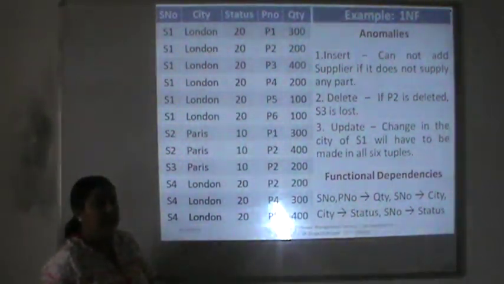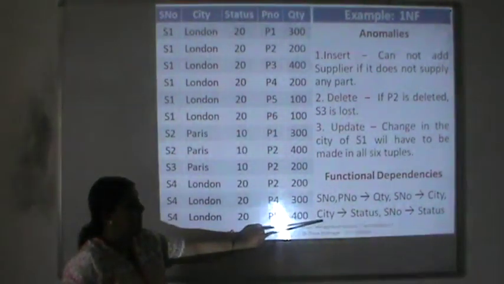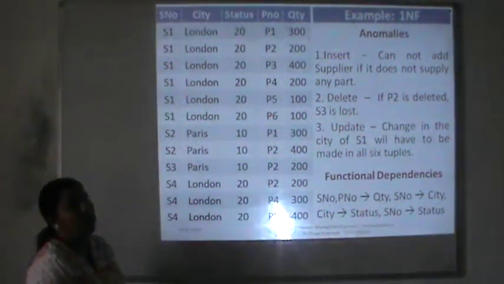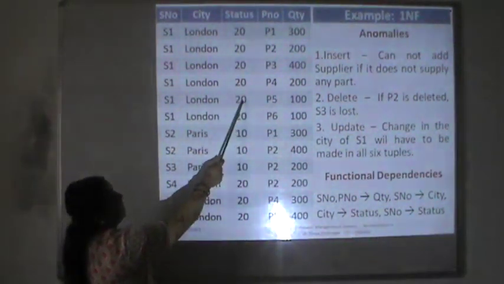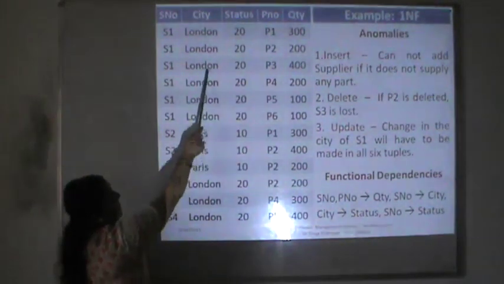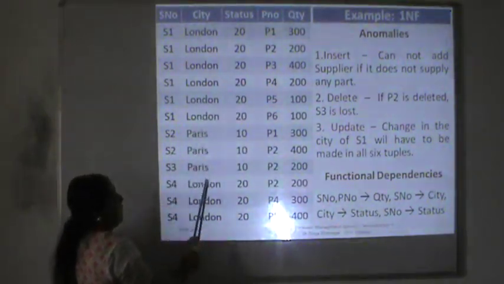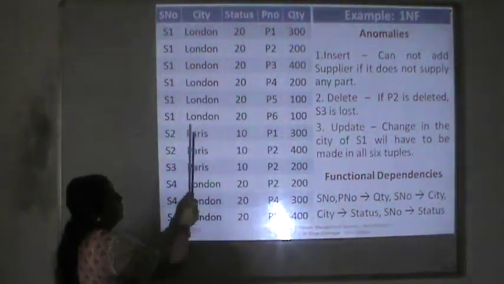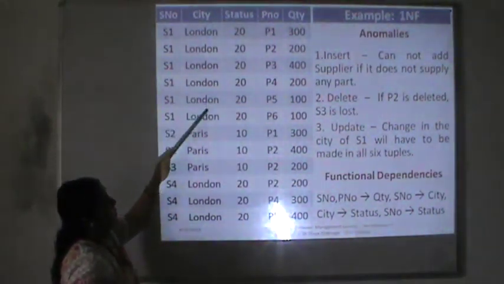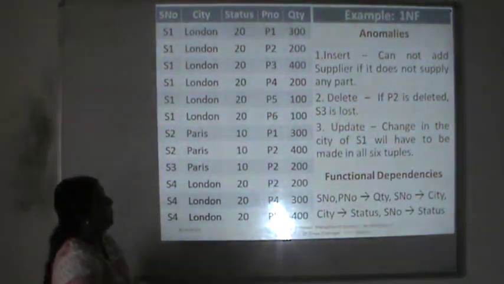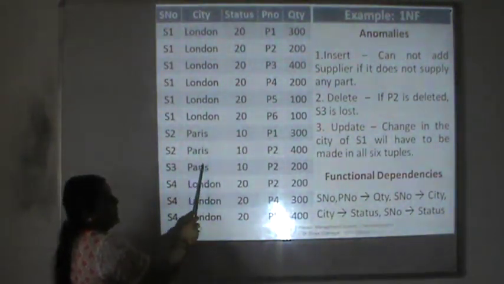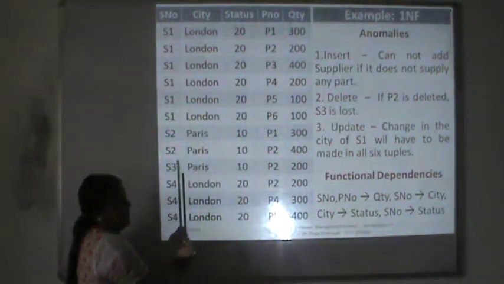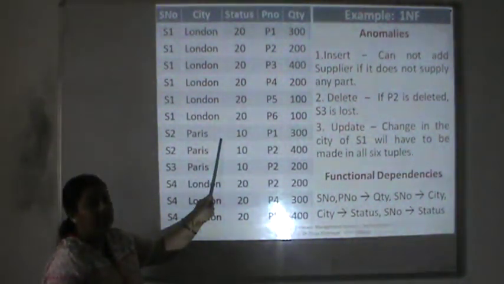Then, another functional dependency exists between city and status. Whenever the city is the same, the status will also be the same. So status depends on city. Let us check whether it is right or not. Status of London is 20. So wherever we have London, we have 20. You can see London 20, London 20, London 20. For all pairs of tuples, whenever the values of city are the same, their status will also be the same. Here, Paris 10, Paris 10. So the value of status depends on the city. This is again another functional dependency that exists in this database design.